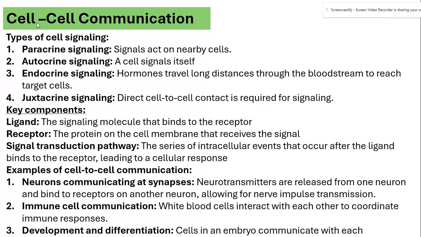Key components, ligands. Very important. Ligand, the signaling molecule that binds to the receptor. Receptor, a protein on the cell membrane that receives the signal. You send an email. For example, if you want to study at a med school, you have to apply through AMCAS. That's the platform, you have a ligand, you have to apply. There will be someone on the other side of the college that will receive your application, that is a receptor. Signal transduction pathway, the series of intracellular events that occur after the ligand binds to the receptor, leading to a cellular response.